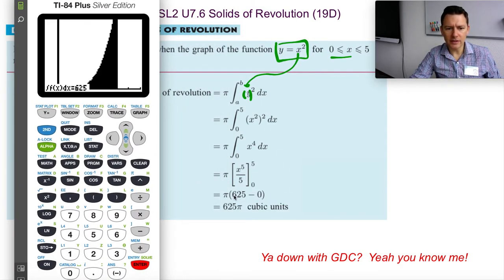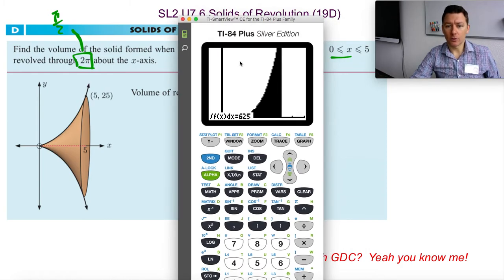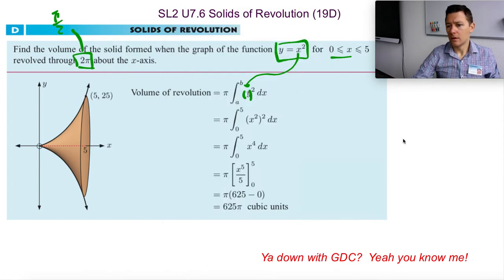It did this piece, and all we have to do is tack on pi. Multiply by pi, bam, there, done. And that's it. So you can use your trickery with the calculator if you're allowed on the test.